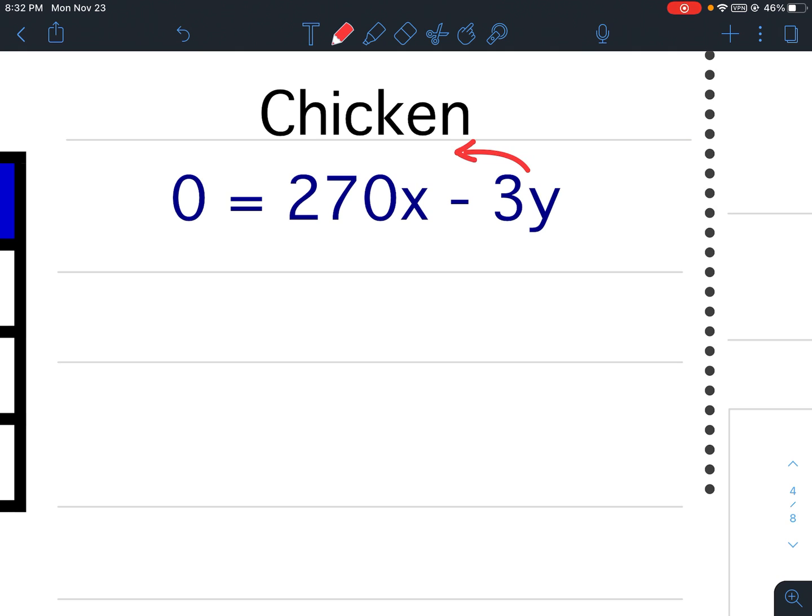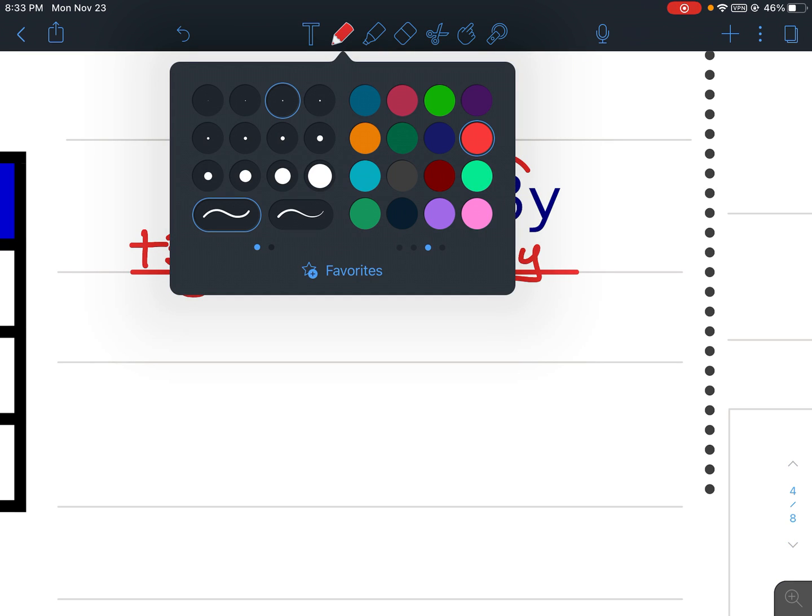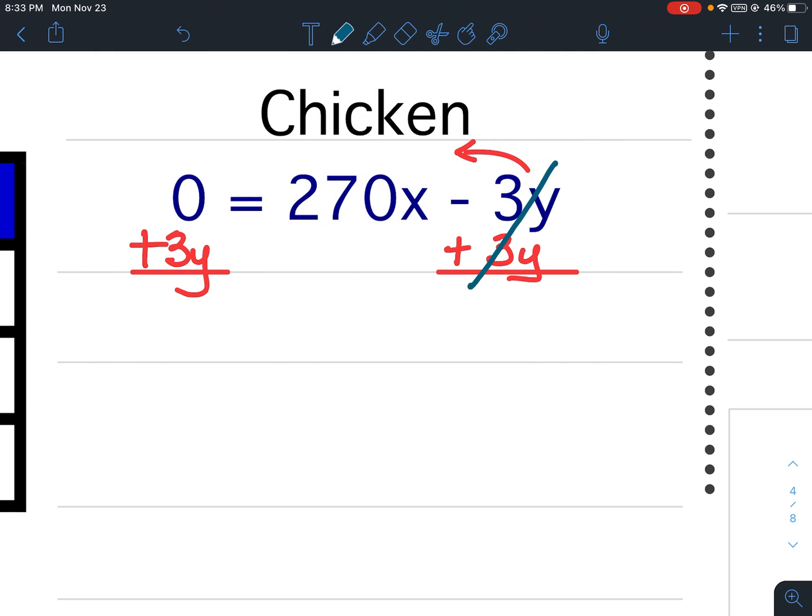So the opposite of negative 3Y would be to add 3Y to both sides. I like to have my Y on the left side of the equation. That's why I'm doing this. So that would cancel out. I've got 3Y equals 270x.